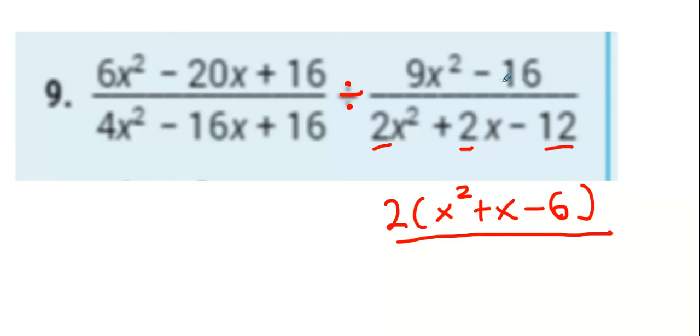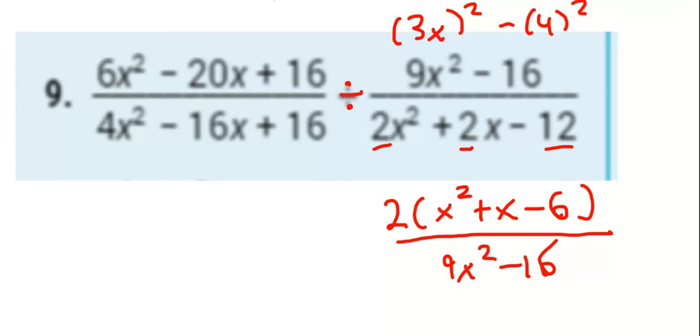Difference of 2 squares, that's now on the bottom. The 9x squared minus 16 is on the bottom. But that is the difference of 2 squares all day long. It's 3x squared minus 4 squared. And what's that turn into? Just leave me be for a second.